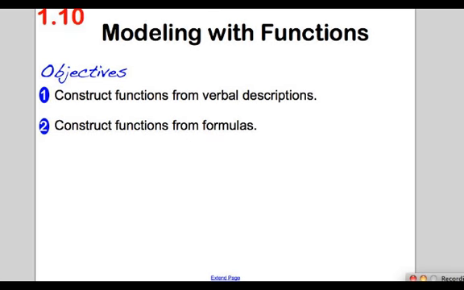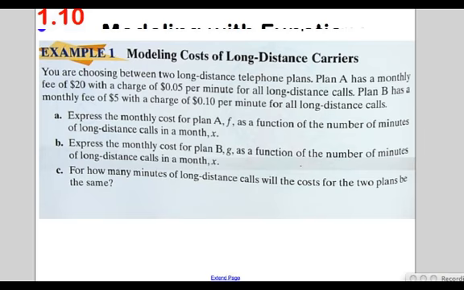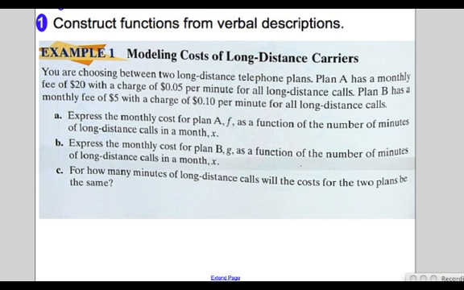This video is section 1.10, our last section of the chapter, and we're modeling with functions, so we're doing word problems. These examples are all in your textbook, so if you want to follow along in your book, you can. Go ahead and read example 1, modeling long-distance carriers.